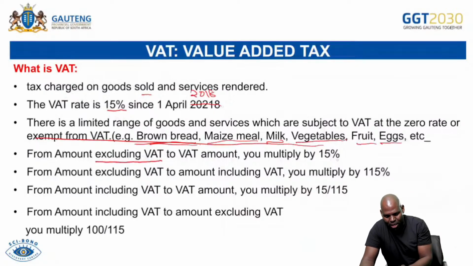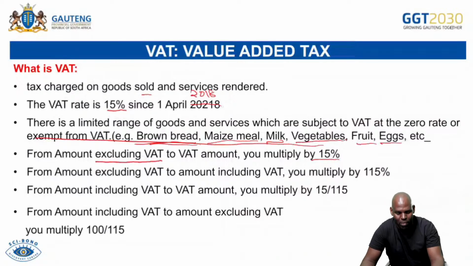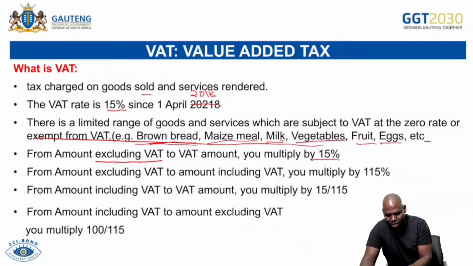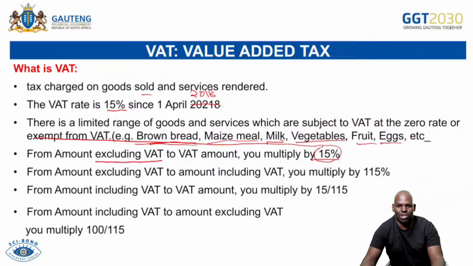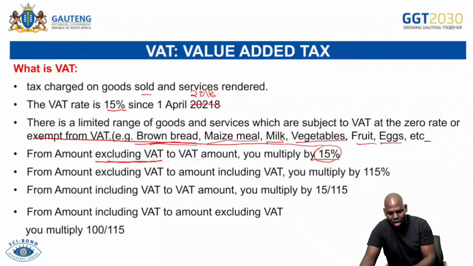Now the examiner would ask you to calculate the VAT amount. What are you going to do? You're going to multiply by 15%, or some of you will say 15 over 100, or some of you will say 0.15. So if they say the cost of this item is 500 rand and it's excluding VAT, calculate the VAT amount. Then you just take that amount and multiply it by 15%, or by 15 over 100.